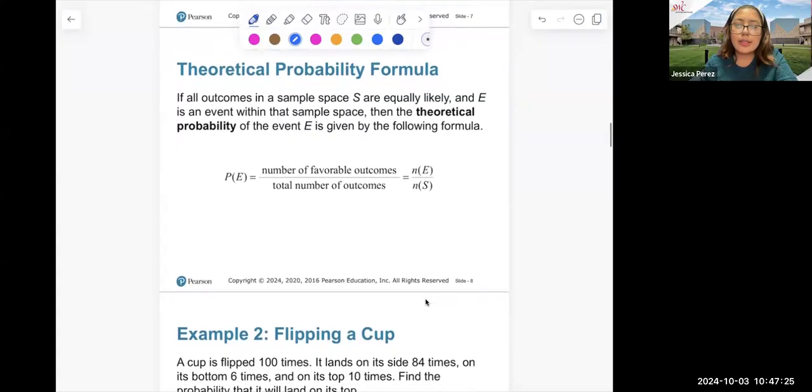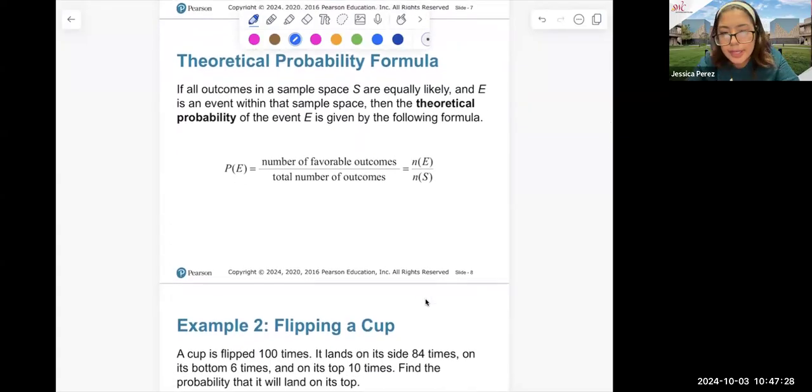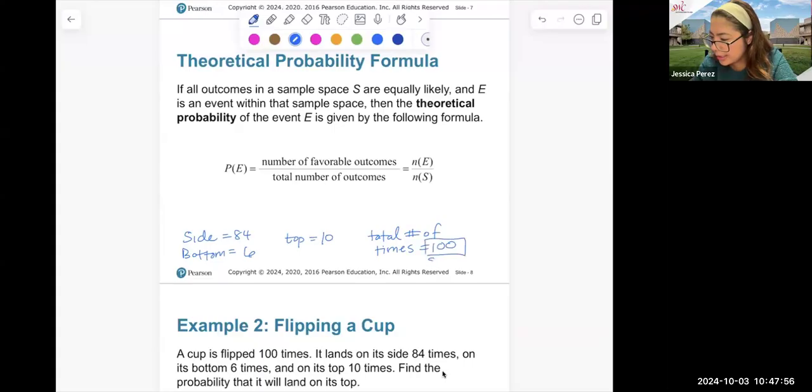Now, let's look at the next example. A cup is flipped 100 times. It will land on its side 84 times. It will land on the bottom 6 times, and on the top 10 times. The total number of times was 100. So this 100 is my sample space. How many times did you do the experiment? You did it 100 times.